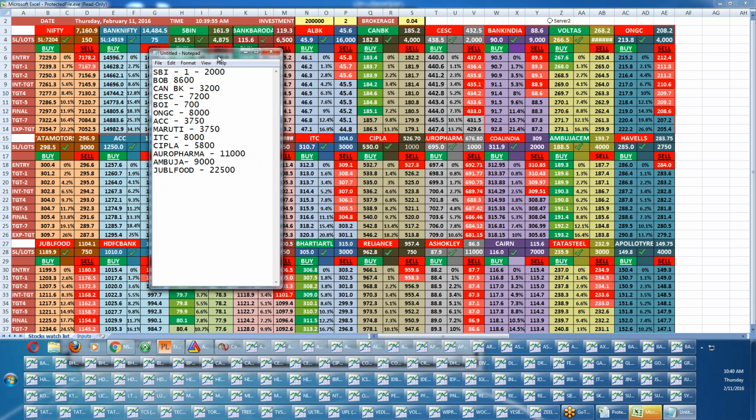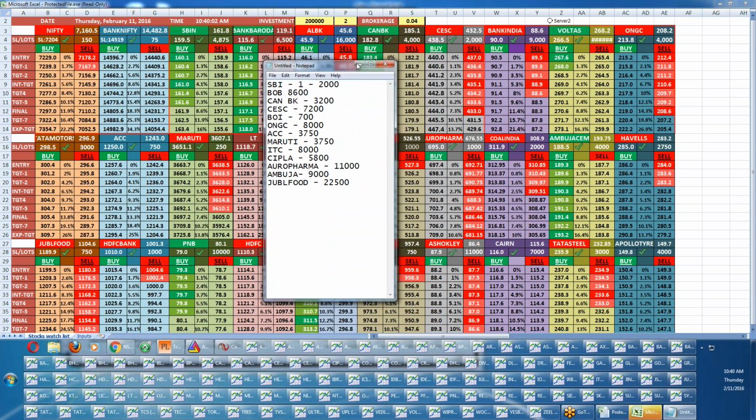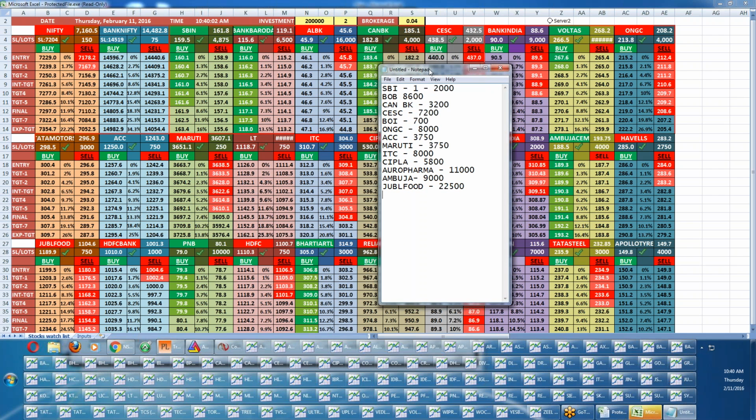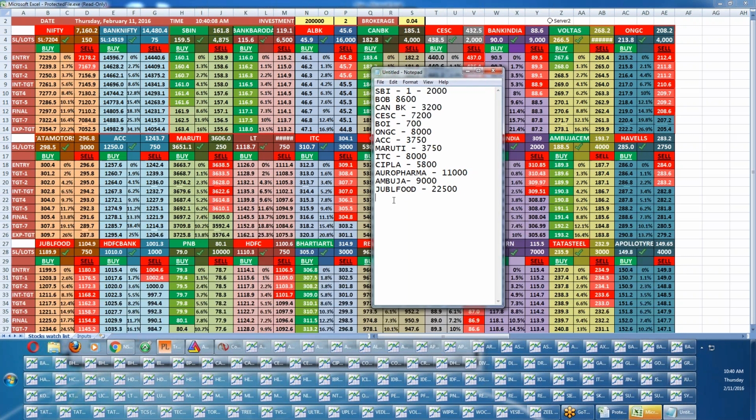So HDFC Bank, you're seeing the trades currently running. So Bharti Airtel, let's take Bharti Airtel. 306.80 was the entry. 314 or let's say 315 is the current price. That's 8 rupees.